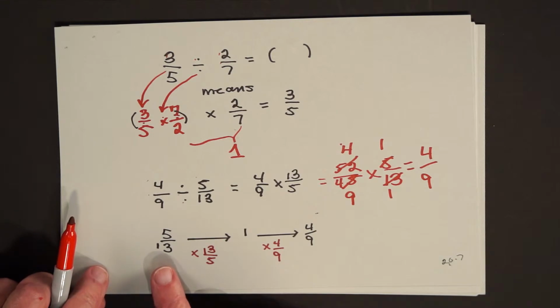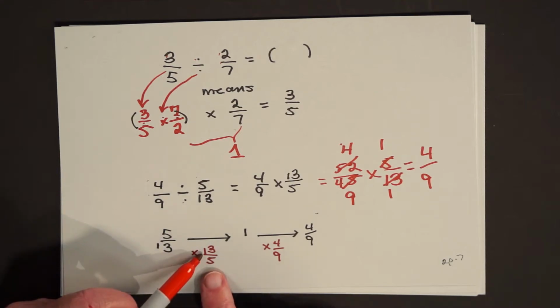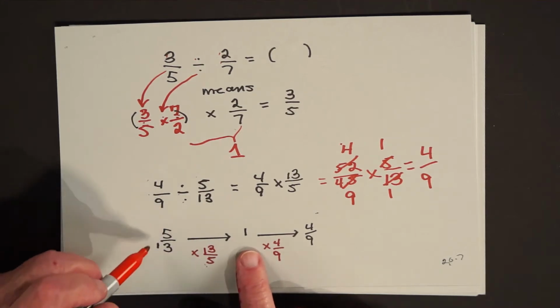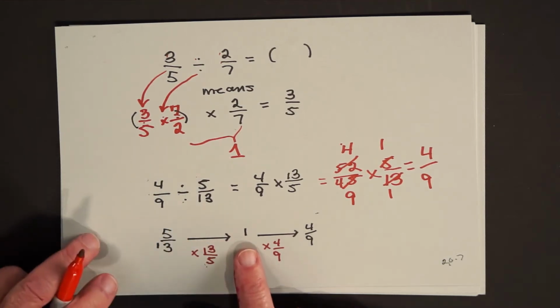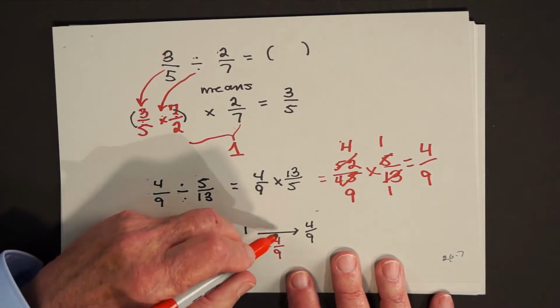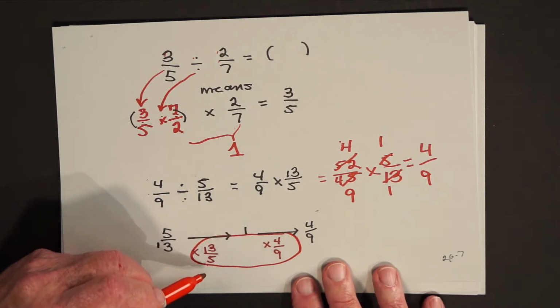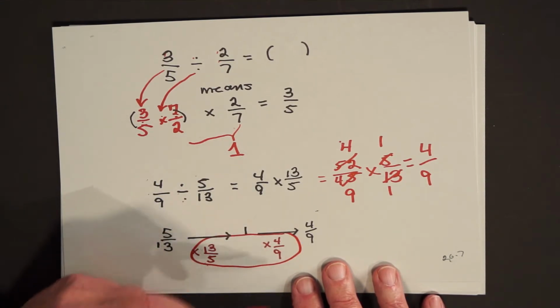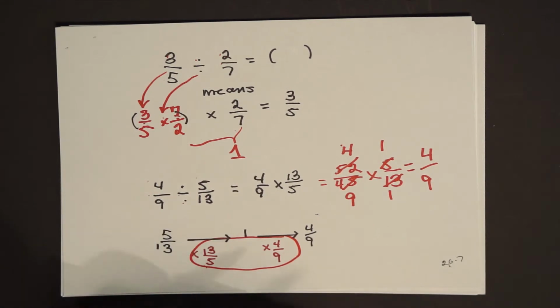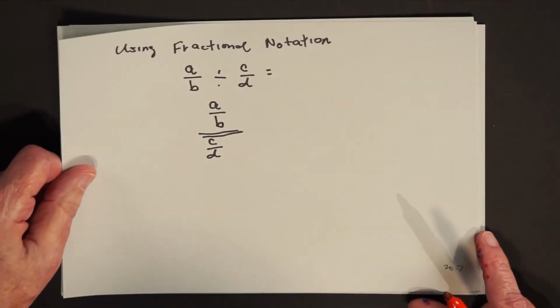I want to get, by multiplication, from 5/13 to 4/9, so I'm going to do it in 2 steps. I'll first multiply by 13/5 to get the answer to be 1. Then I'll multiply 1 by 4/9 to get 4/9. What have I done altogether? I've multiplied 13/5 by 4/9. Okay? Some math books do something more abstractly, which we can talk about a little bit.